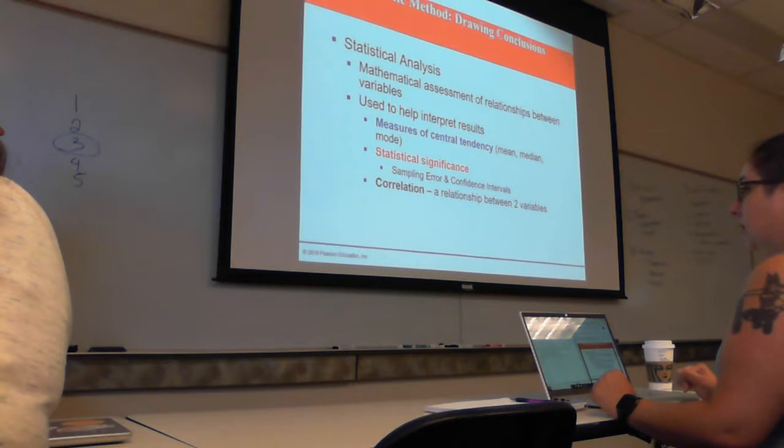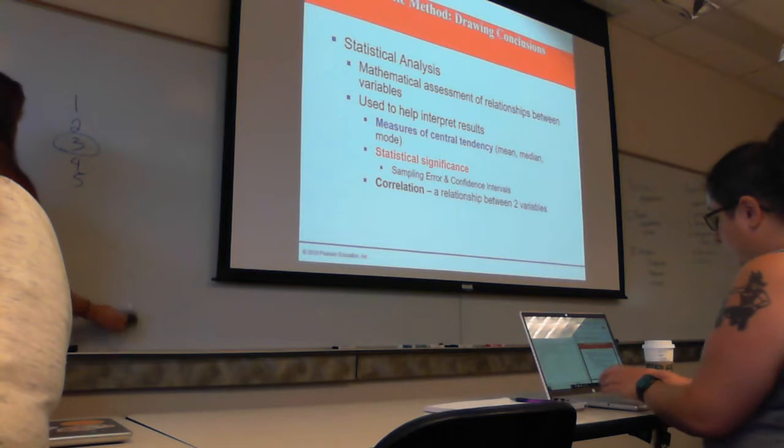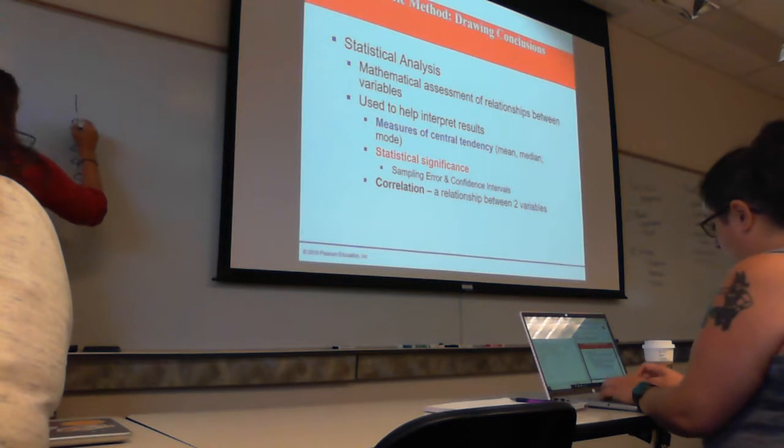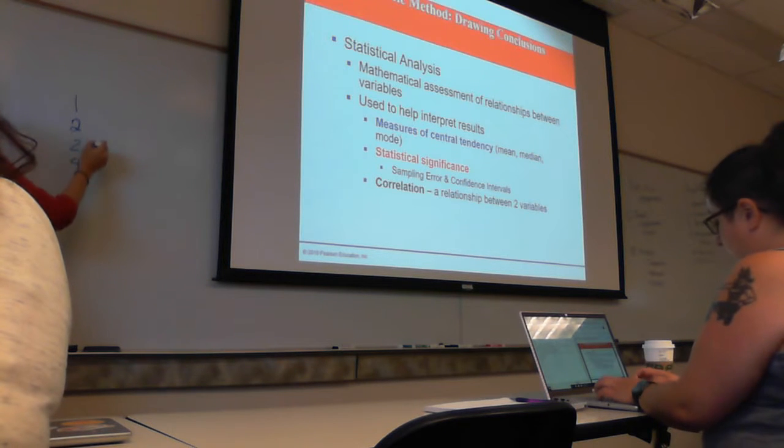All right, our mode is the number that we see most often. So I'm going to have new data. Say we had 1, 2, 2, 4, 5. Our mode would be 2.